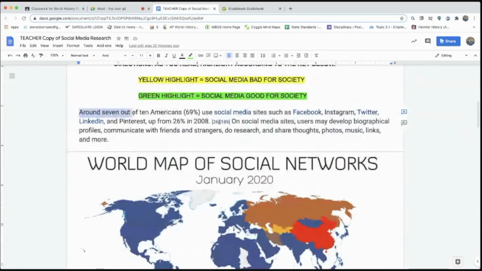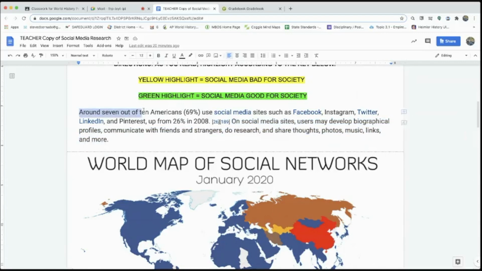Around 7 out of every 10 Americans use social media sites such as Facebook, Instagram, Twitter, LinkedIn, Pinterest, up from 26% in 2008. That means more Americans are using social media networking sites than ever before. On social media sites, users may develop biographical profiles about themselves, communicate with friends and strangers. They may do research and share thoughts and photos, music, links, and more.